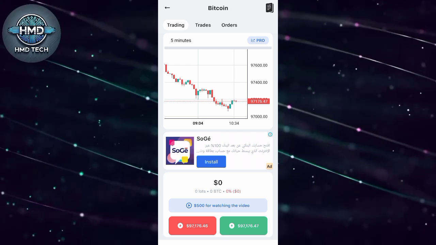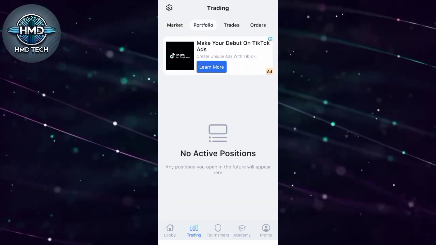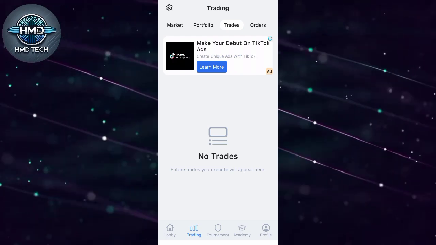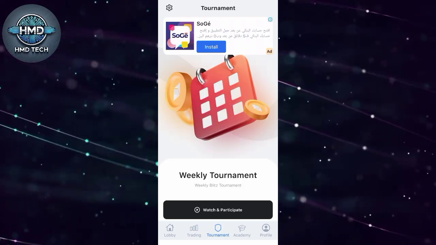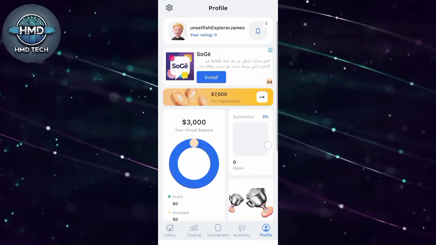The CryptoGuru app is designed as a simulation platform for learning trading, so all the balances and transactions you see are fictional and do not represent real money. The amounts shown in your account are not withdrawable or transferable to bank accounts or e-wallets.